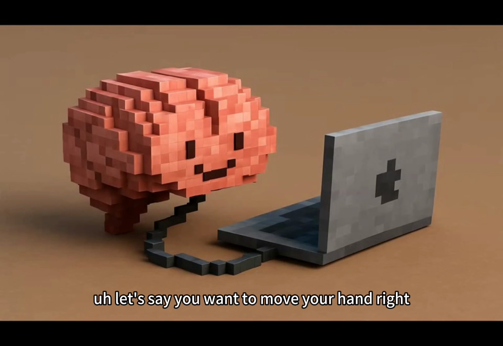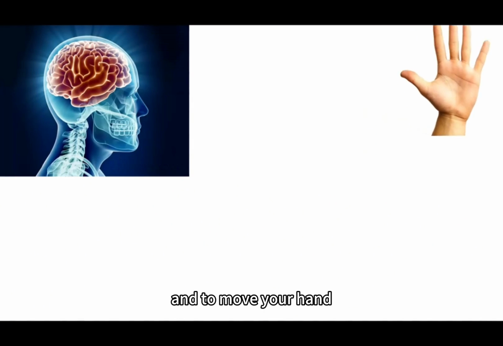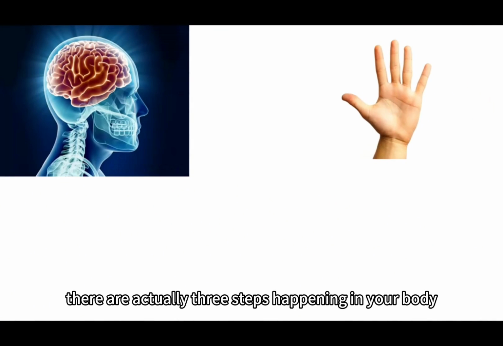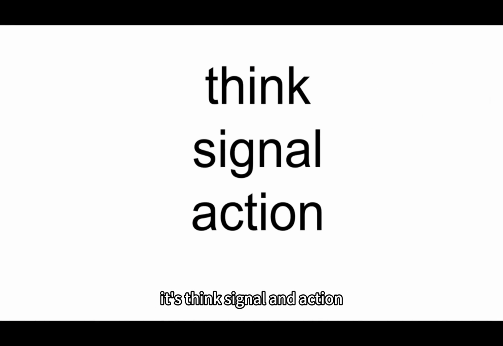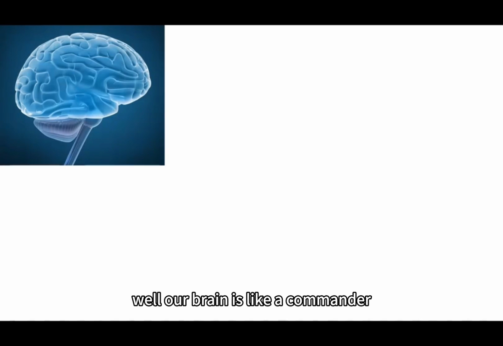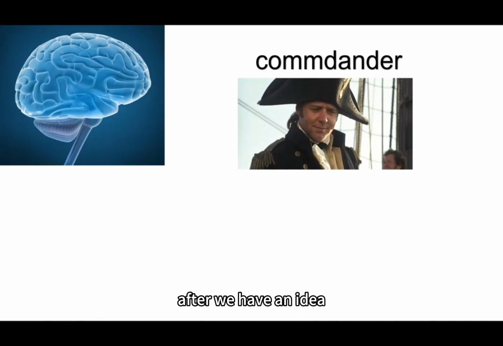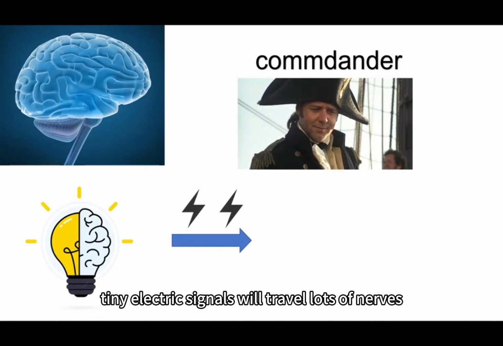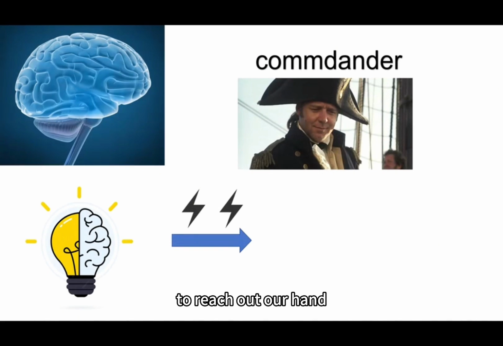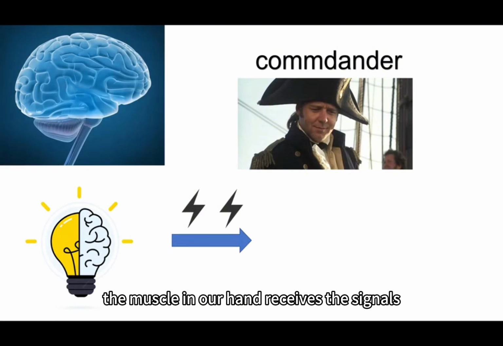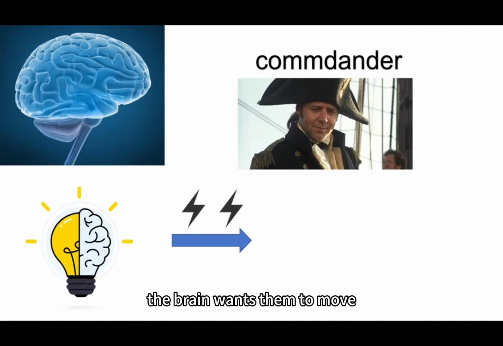Let's say you want to move your hand, right? And to move your hand, there are actually three steps happening in your body: think, signal, and action. Well, our brain is like a commander. Its job is to send orders every moment. After we have an idea, tiny electric signals will travel through lots of nerves to reach our hand. And finally, the muscles in our hand receive the signals and know that, okay, the brain wants them to move. So they just move.